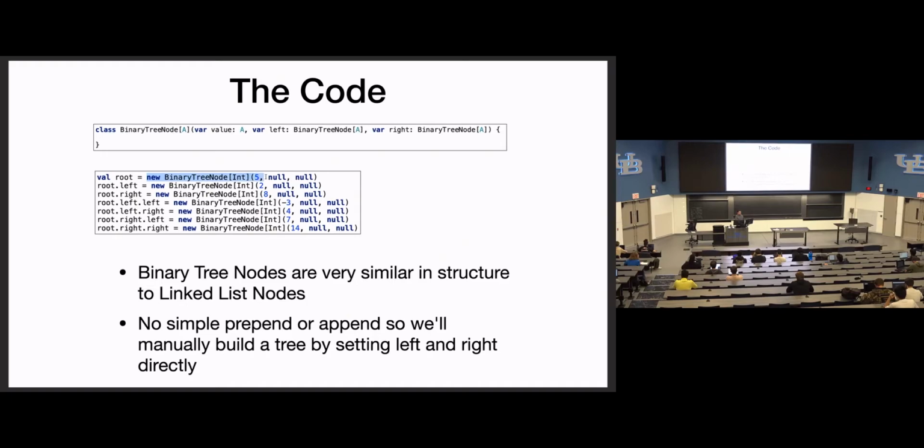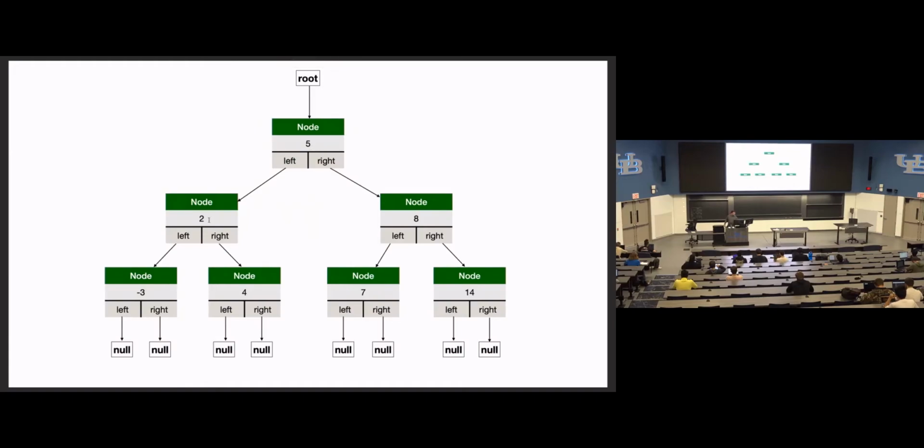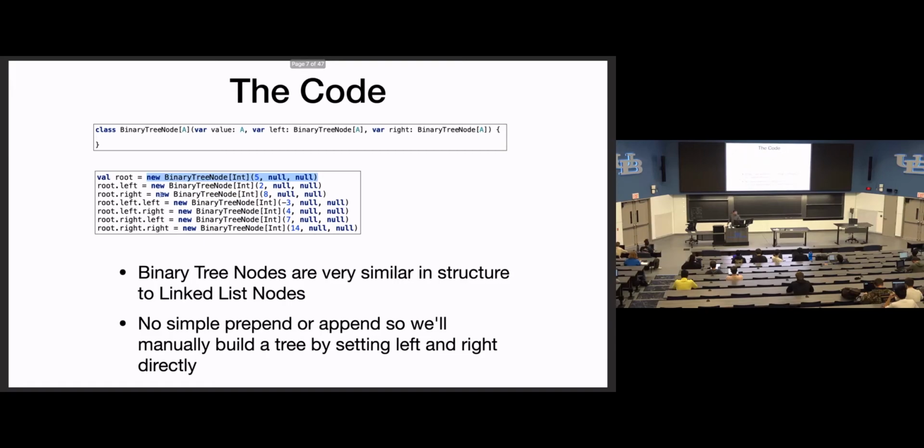I'm going to create a new root to the tree, and this is creating the tree from the previous slide, where 5 is the root, has a left child of 2, a right child of 8, etc. We're going to create the root of the tree with the value 5 and null for its children, just some placeholder value. And then I'm going to overwrite those values. I'm going to say root.left equals a new node with the value 2. Root.right equals a new node with the value 8.